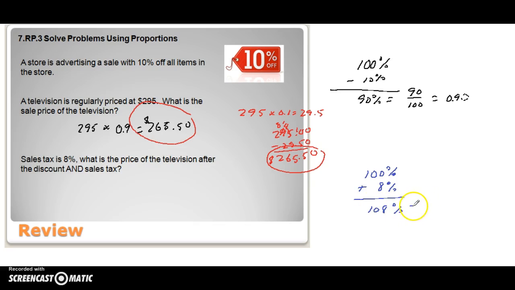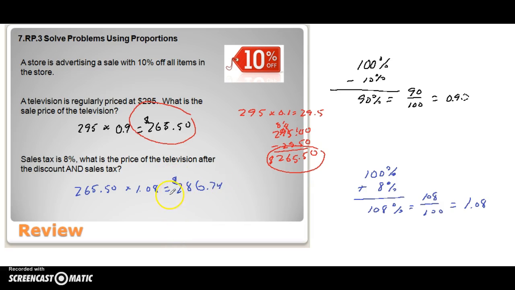So that equals 108%. If we think about place value or a decimal, percent is out of 100, and it's a little more than that, so it's 1.08. So I can multiply my last answer, 265.50, times 1.08 and get my answer. And I got 286.74.